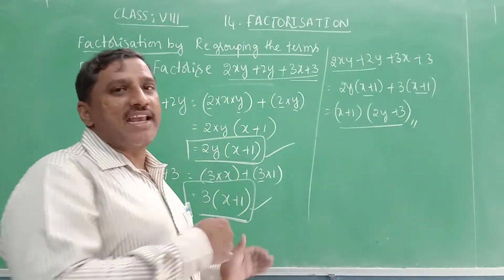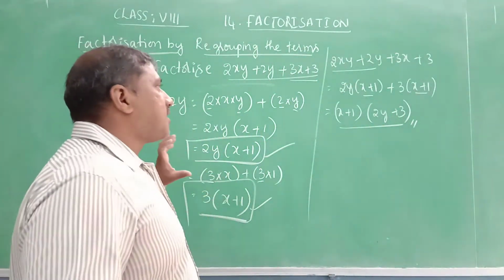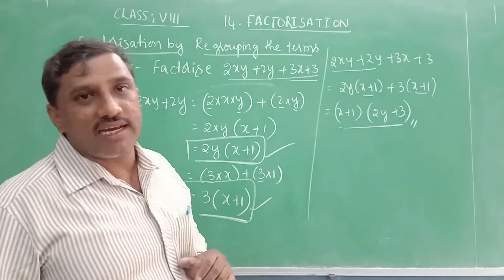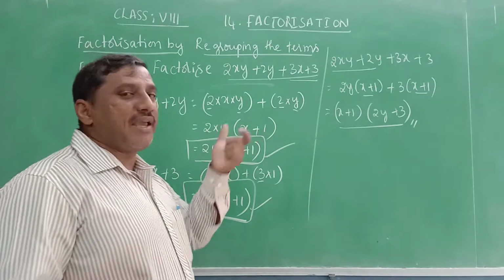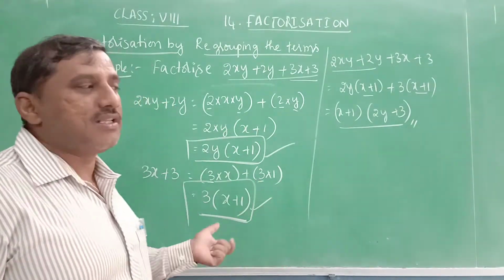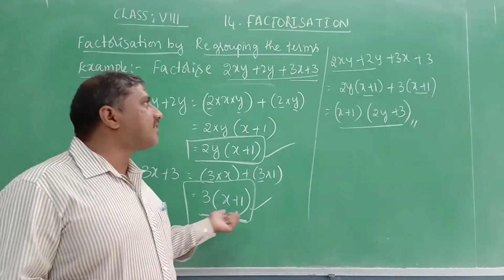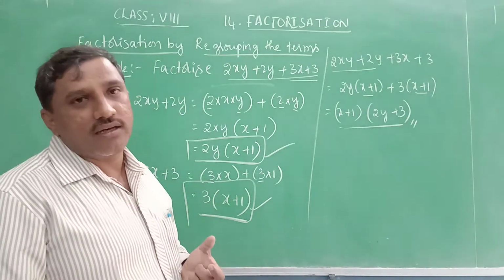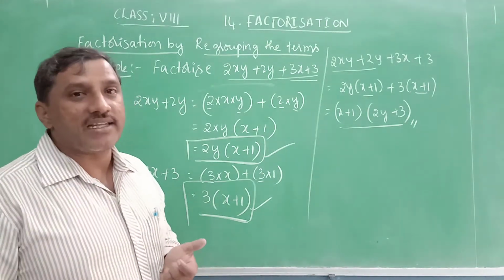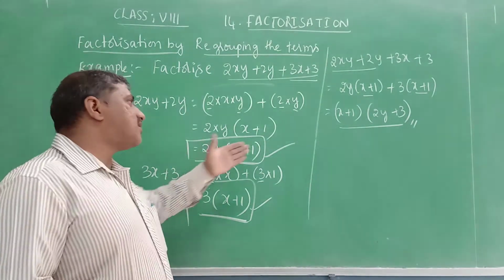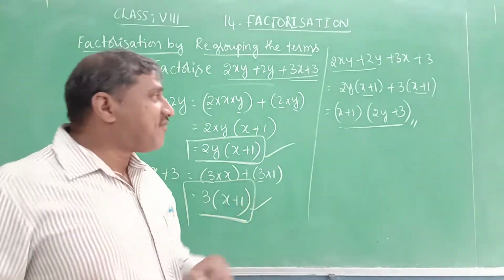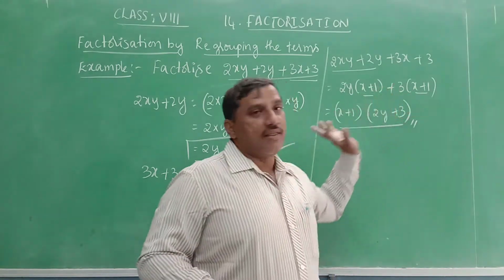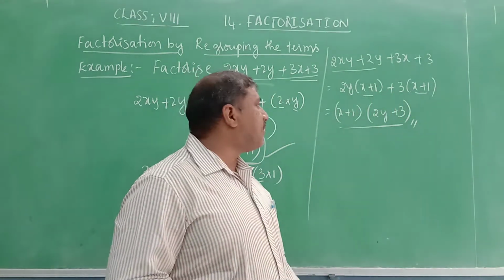So by observing, initially we will not find a single common factor to all the given terms. We will identify a pair of terms, and for that we will find the common factor. The next pair of terms also we will take, and we will find the common factors. Then we will write in the combined form. Finally we will identify the common factor from both, and the answer is x plus 1 into 2y plus 3.